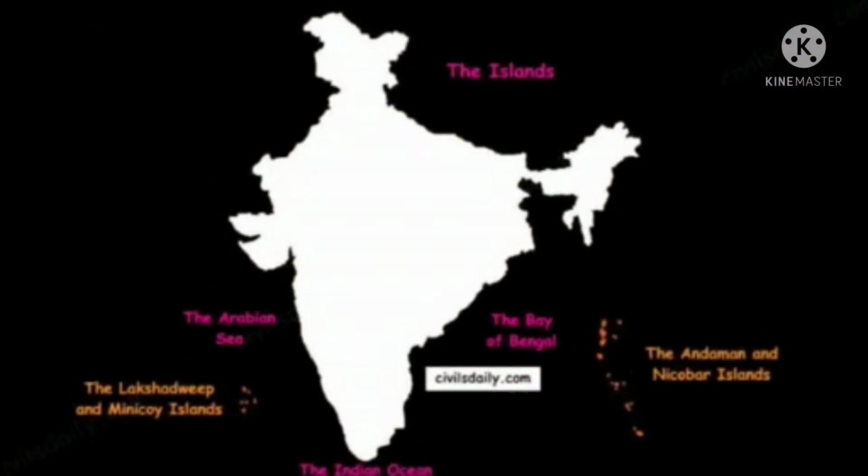The islands. India has some islands too. Most of these are a part of two groups of islands. The group in the Bay of Bengal is called Andaman and Nicobar Islands, and the one in the Arabian Sea is called Lakshadweep.